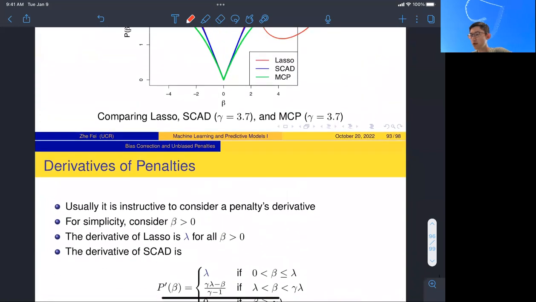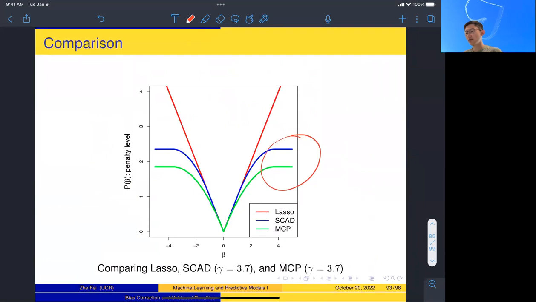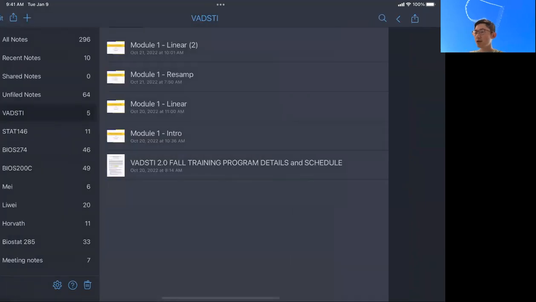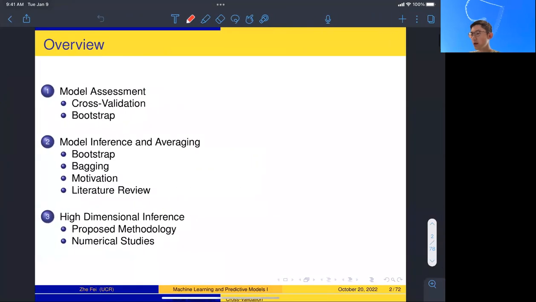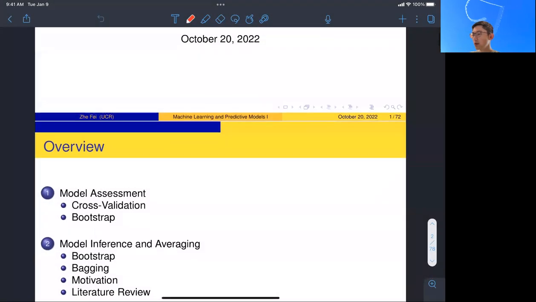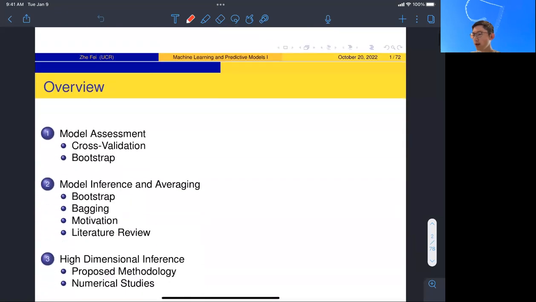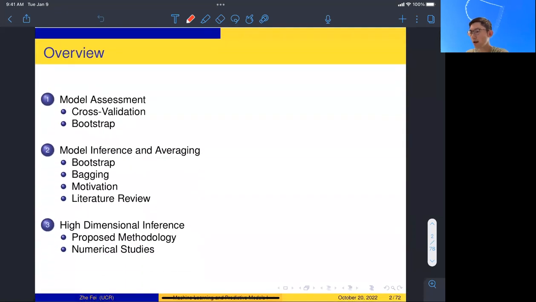Okay, so let's take a pause on these shrinkage methods. We will further introduce some other techniques that are useful. So this is the overview of this chapter. Basically, we want to give some more details on some of the resampling methods: cross-validation, bootstrap, and how we can use the resampling techniques for model inference and model averaging.